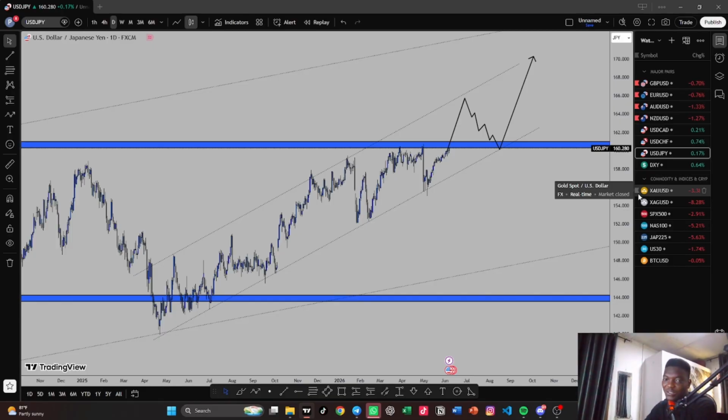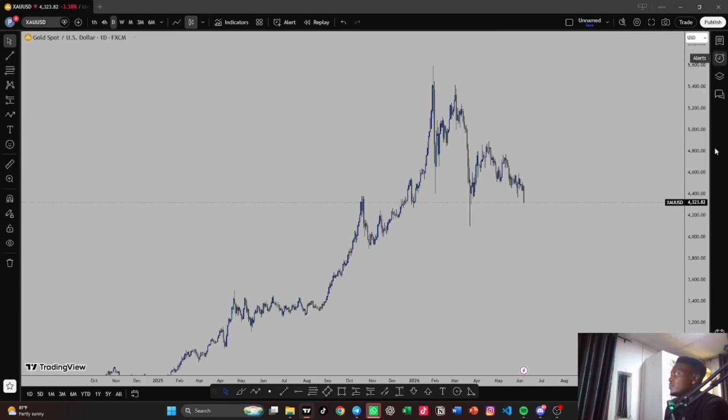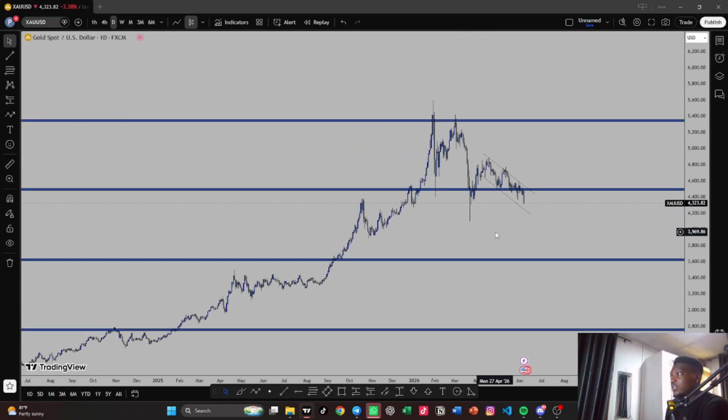Let's start with gold. With gold, you see, these golds, I should have been on a sell trade, but I was actually doubting the sell because I was feeling like, can gold actually drop? The drop I'm seeing is a very big drop. In fact, up to like 3,000 pips.